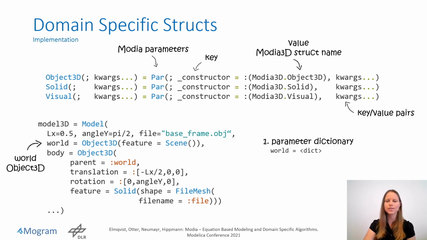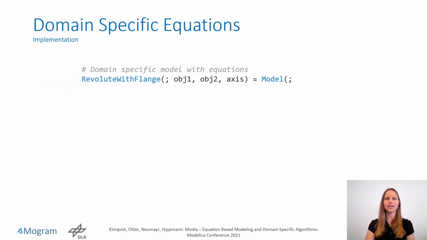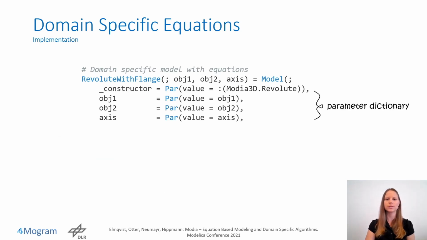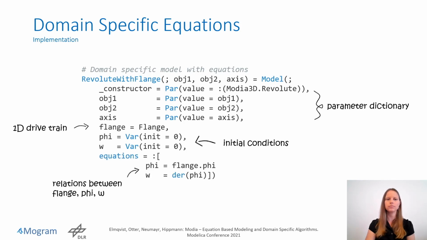There are 2 steps. One where we create a parameter dictionary, and in the second, those parameters are evaluated. Therefore, we get a direct reference to an object 3D struct. So let's define some domain-specific equations for the revolute joint. First, we need some parameters, a 1D drivetrain, and at least some variables with initial conditions. The relations between the variables are given by equations.